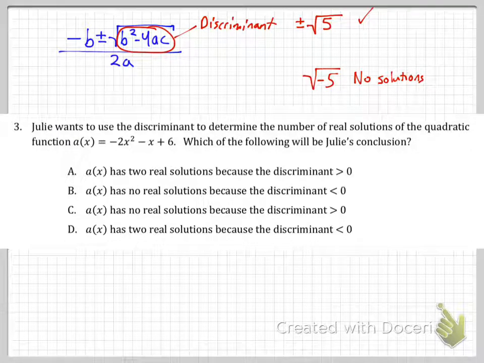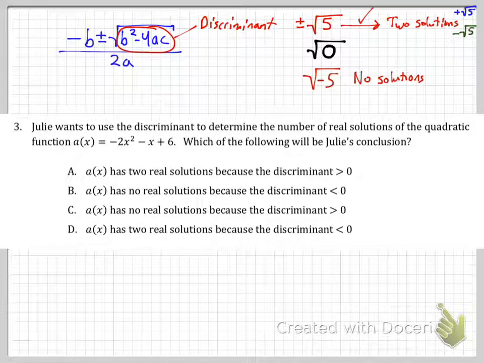Remember that if it's positive, because of that plus or minus right in front of the square root, you actually have two answers. You have positive whatever's in the square root and negative whatever's in the square root. So if the discriminant is positive, there are two solutions. If you get the square root of 0, that means there's exactly one solution, because plus 0 and minus 0 is really the same thing. So one solution. That's what you have to remember for the discriminant.